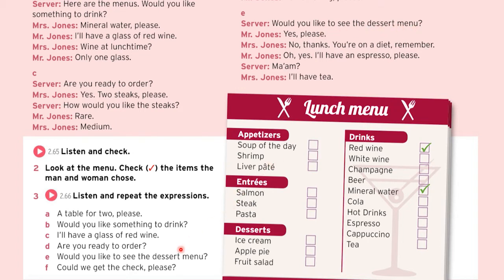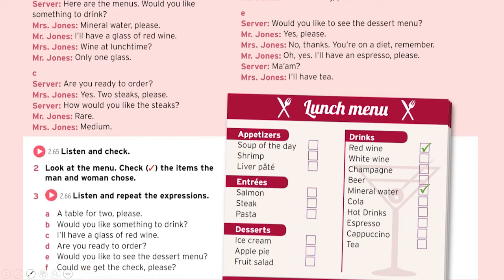Alright. Then, when you want to order, you say, I'll have. Alright. You say, I'll have, and then what you want to order. For example, here, that Mr. Jones says, I'll have a glass of red wine. Or over here, Mr. Jones, I'll have an espresso. So when you say I'll have, is what you want to order. And then you say the drink or the food that you want to order. And then we have, would you like to see the dessert menu? Again, the server is offering something, in this case, the dessert menu.